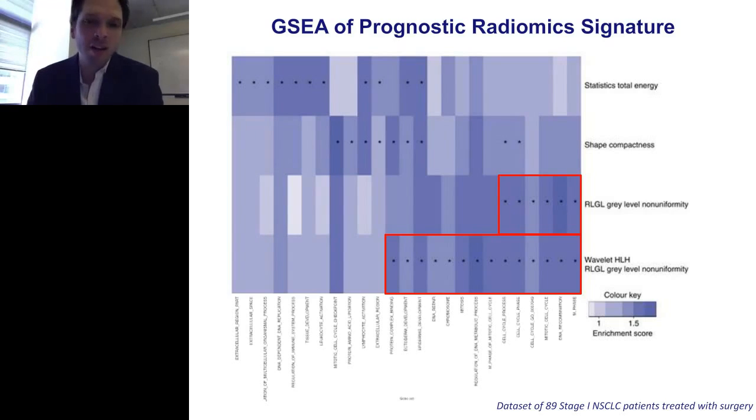So this means that if you see a more heterogeneous tumor on a CT scan, it's very likely you have an upregulation of cell cycling and proliferation. If it's a more homogeneous tumor, it's also likely you will have a downregulation of these pathways. So we could again assess this genotype-phenotype interaction.